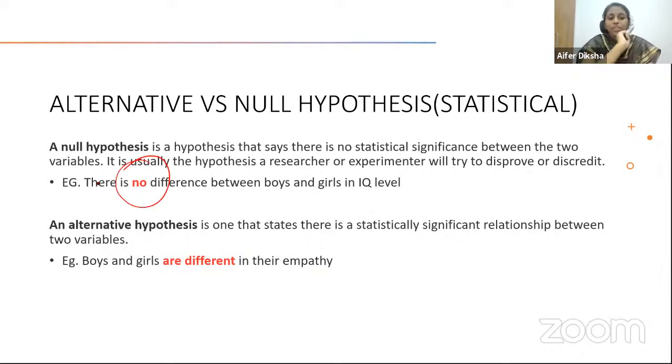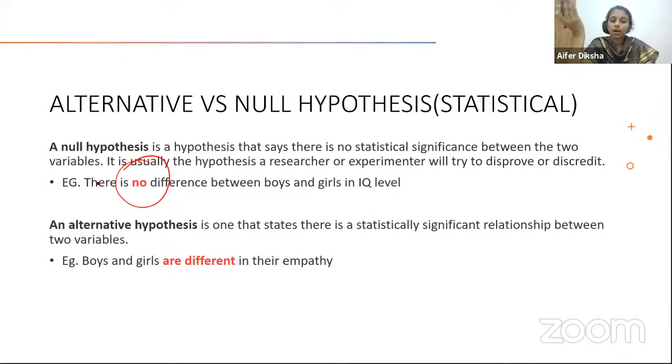For example, there is no difference between boys and girls in IQ level. That is, there is no significant difference between the IQ levels of boys and girls. Okay, so this is a null hypothesis which states that there is zero relationship between two variables in the study. Then, what is the alternative hypothesis?